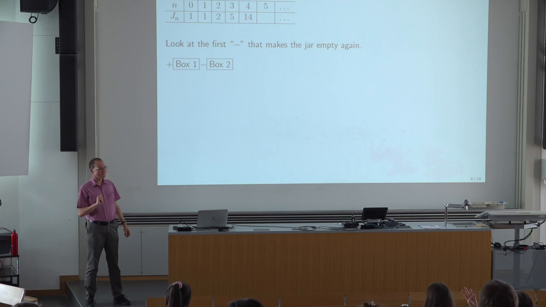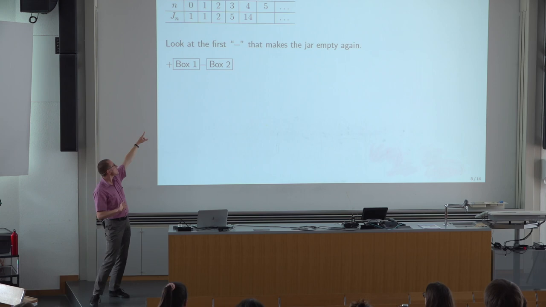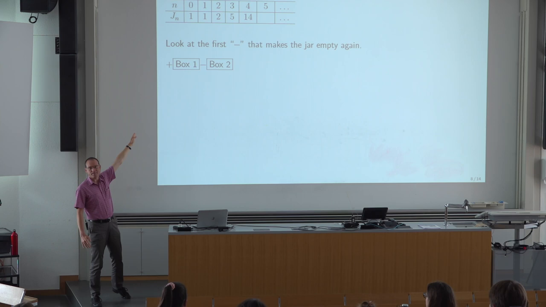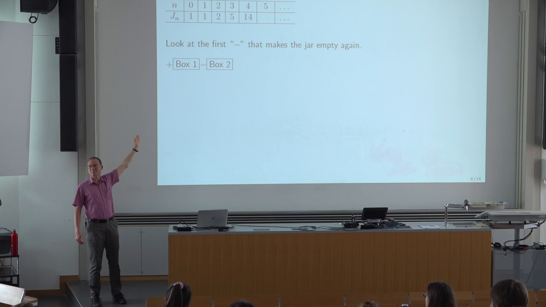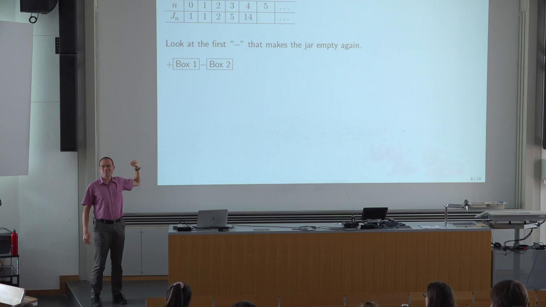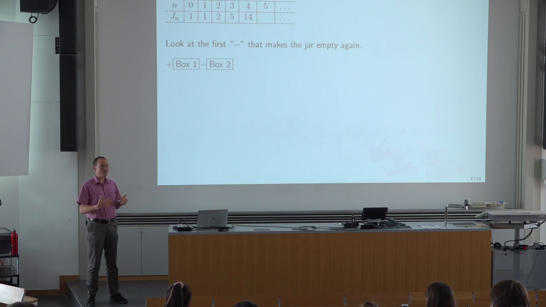Very good. If box 1 finished with a plus, then at some point there would be more minuses than pluses in box 1. Therefore, at some point there will be one more minus than pluses in box 1. And combined with the plus at the beginning, at some point in box 1, you would have as many pluses as minuses. The jar would be empty again sometime in box 1 and not in that minus between box 1 and box 2. Excellent. What else can you say about box 1 and box 2?